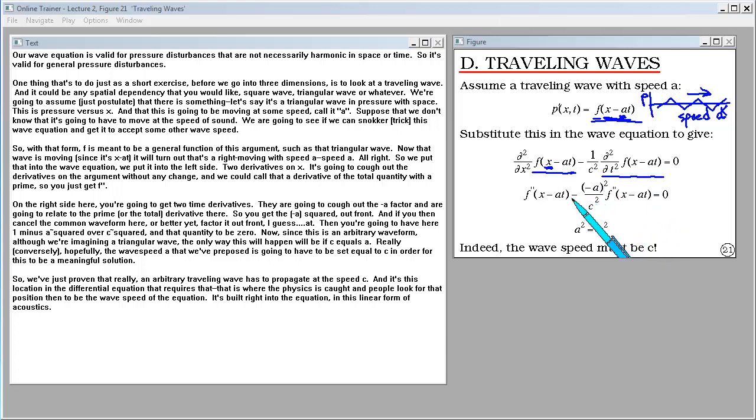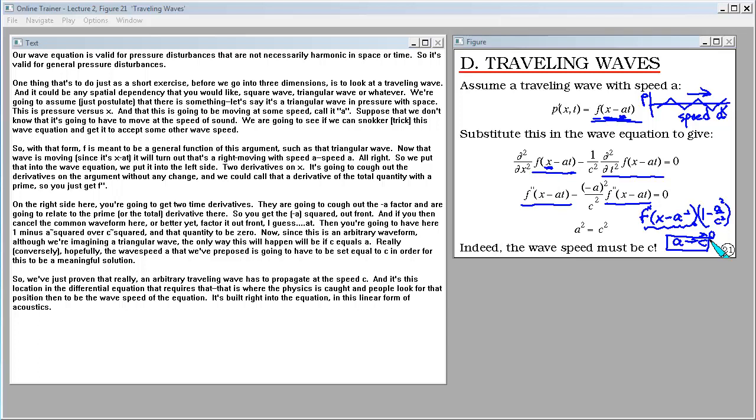And if you then cancel the common waveform here, or better yet, factor it out front, then you're going to have here 1 minus a squared over c squared, that quantity to be 0. Now, since this is an arbitrary waveform, although we're imagining a triangular wave, the only way this will happen will be if c equals a. Conversely, the wave speed a that we've proposed is going to have to be set equal to c in order for this to be a meaningful solution.